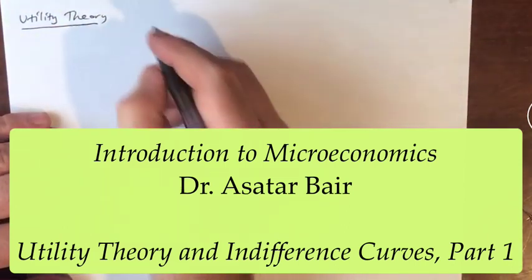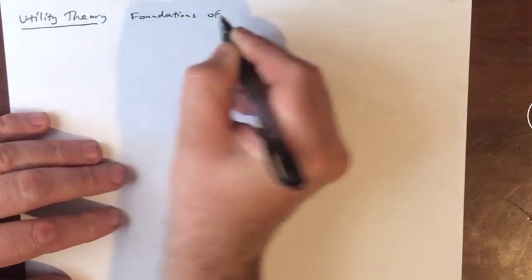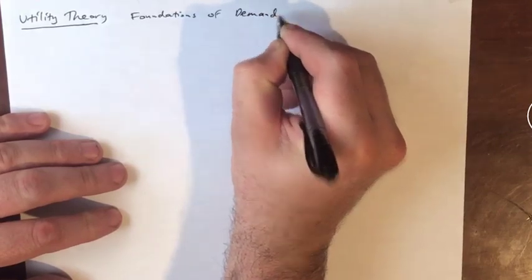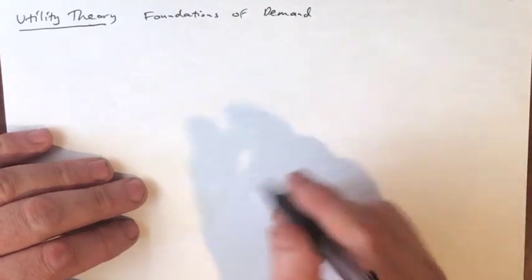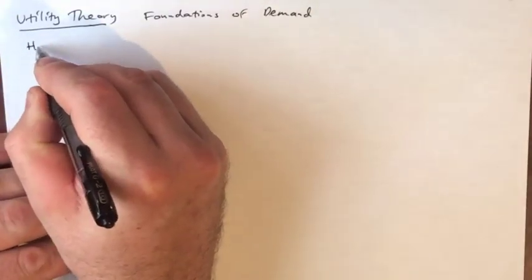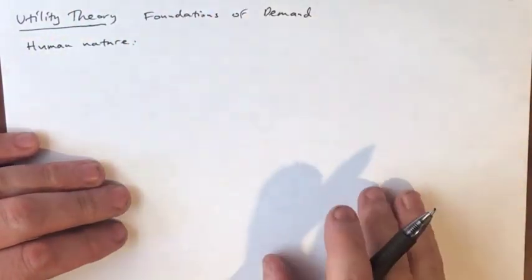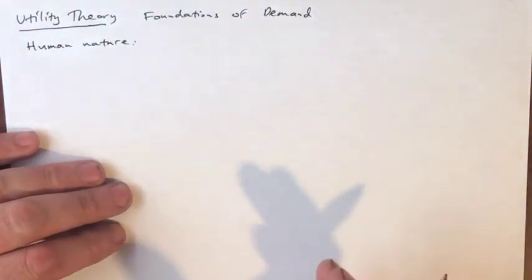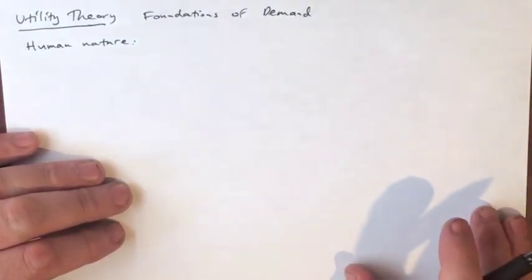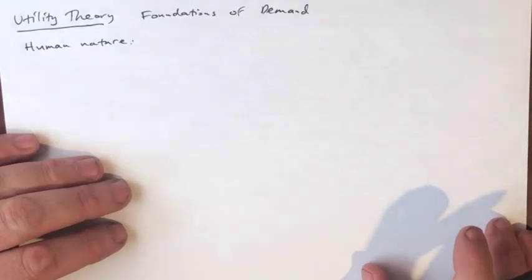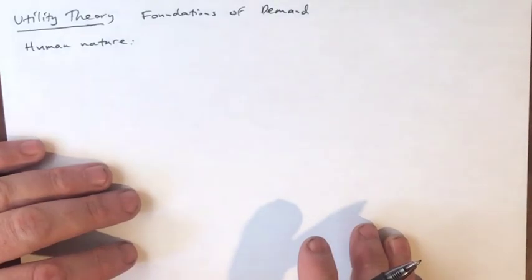Utility theory is one of the foundations of demand and the demand curve. It's based on one simple idea about human nature. Human nature, what is this as a concept? This means the thing that every human being ever has in common with every other human being ever. Human beings can be different, but they have a characteristic that they all share.